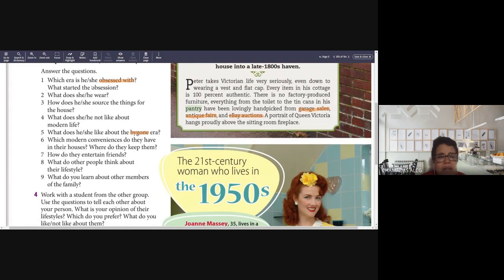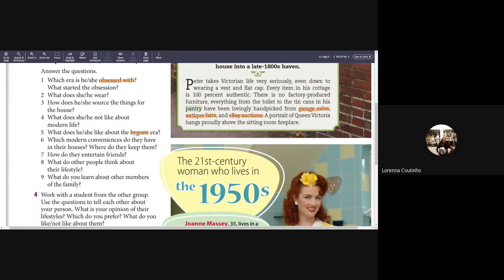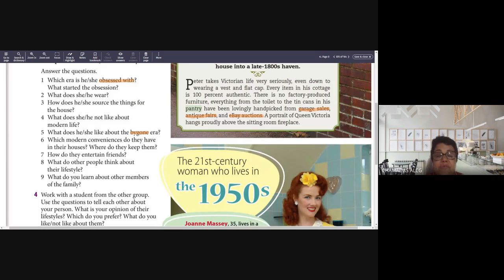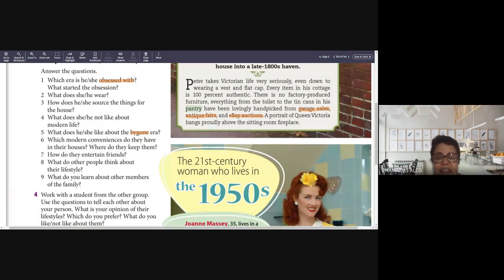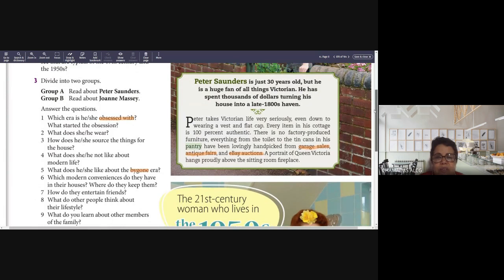Right? What about Joanne? Which era is she obsessed with? Middle 20th century. Yeah, she's obsessed with the 50s. More specifically, yes, she's obsessed with the 50s. Yes. What does he wear, Kaina? What does Peter Saunders wear?